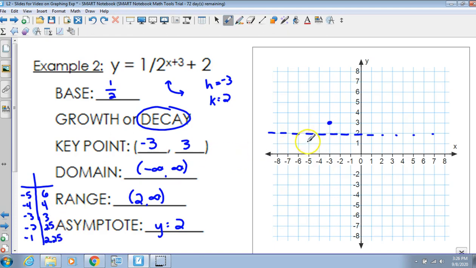So when we plot these points, -5, 6, -4, 4, -3, 3, that's our key point, 1 unit away from our asymptote, -2, 2.5, -1, 2.25, we do see what's happening here. These values are getting lower, closer and closer to our asymptote of 2. So our graph looks like this, approaching that asymptote but never quite reaching it.